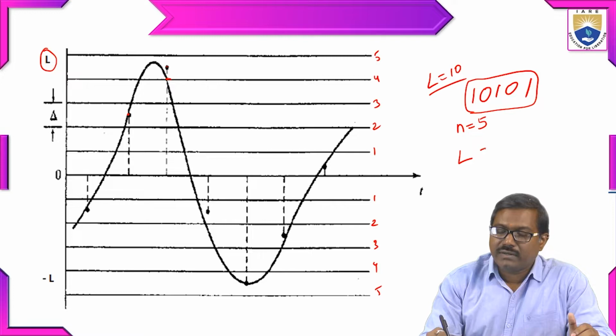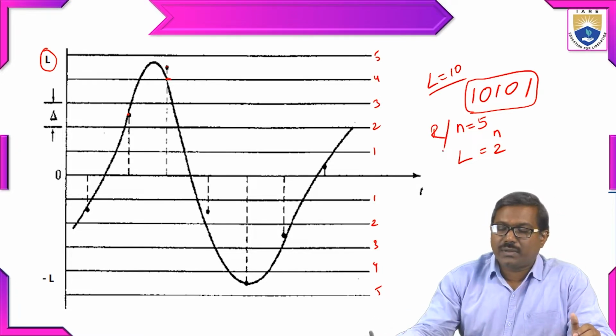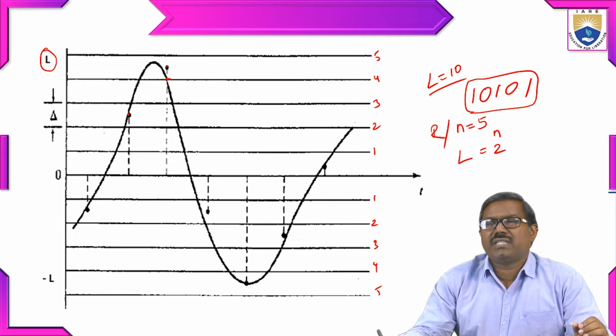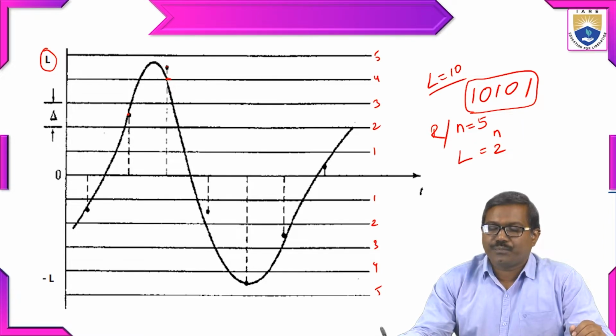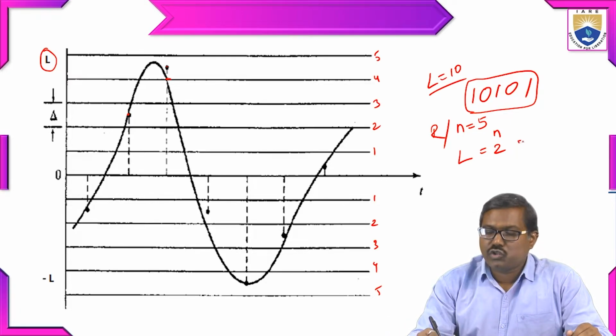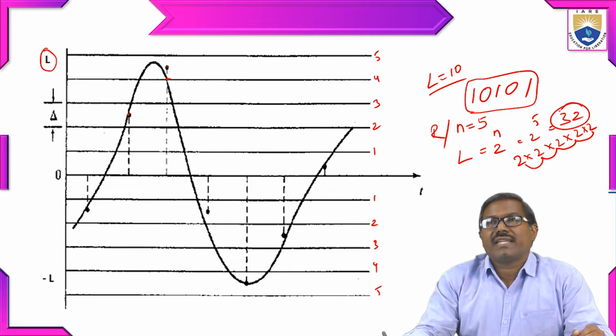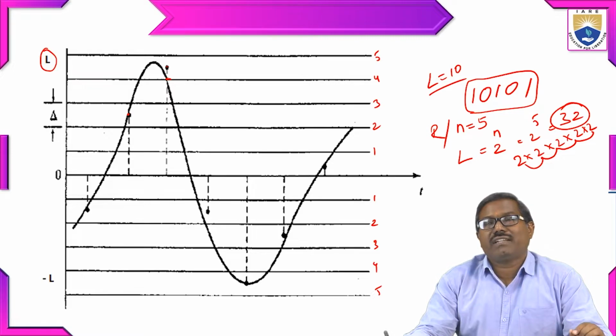So how many levels are required? It is 2 power n. In some places we may use the parameter r or n to represent the number of bits in a code. Here I take n. So what is this? 2 power n means 2 power 5. That means 2 into 2 into 2 into 2 into 2. 2 twos are 4, 4 twos are 8, 16, 32. I required 32 levels for a 5-bit code.